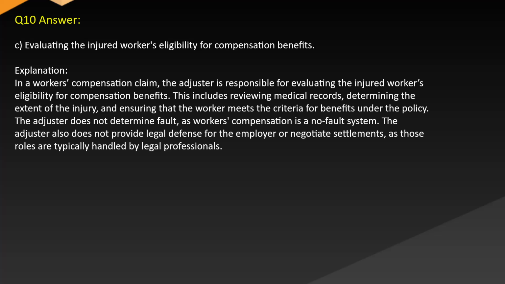Answer: C. Evaluating the injured worker's eligibility for compensation benefits. Explanation: in a workers' compensation claim, the adjuster is responsible for evaluating the injured worker's eligibility for compensation benefits. This includes reviewing medical records, determining the extent of the injury, and ensuring that the worker meets the criteria for benefits under the policy.